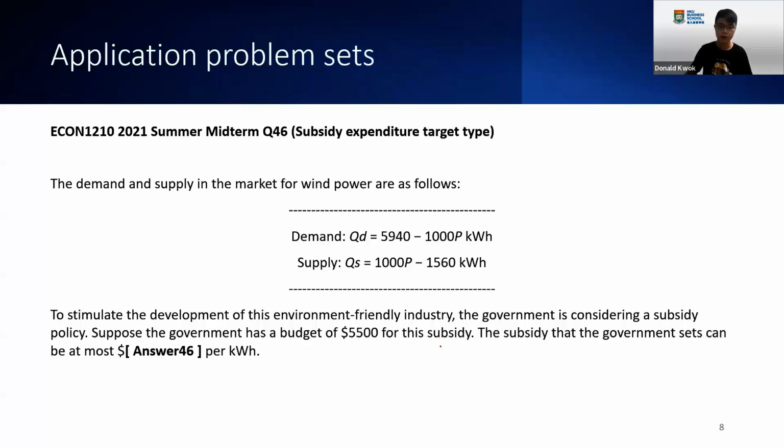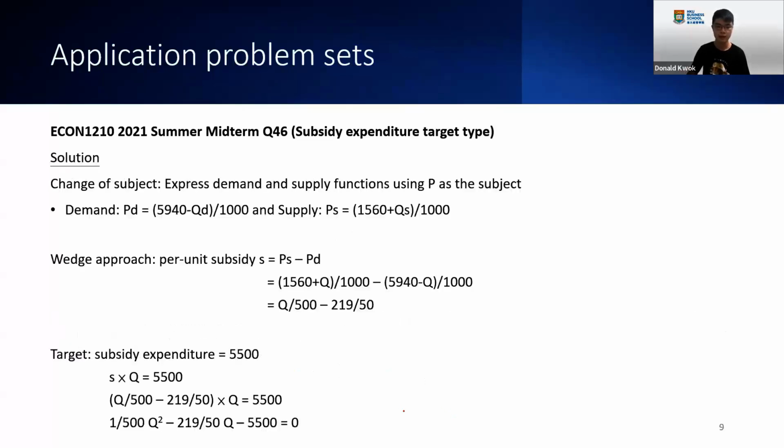Because the government has a budget of $5,500, the per unit subsidy multiplied by the new quantity equals 5,500. So this is the target equation that we would like to solve. The per unit subsidy S can be expressed using the subsidy wedge, right? So how can I do that? It is simply PS minus PD, price received by sellers minus price paid by buyers.